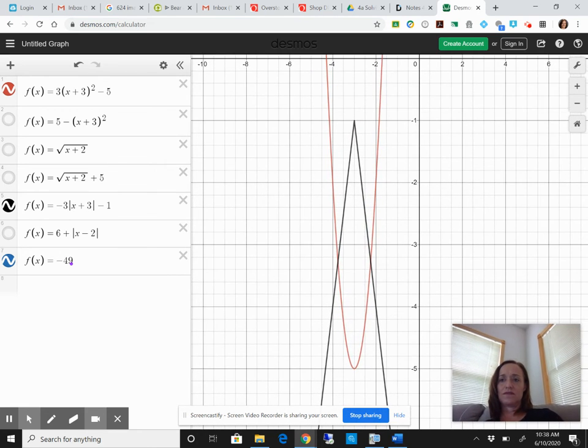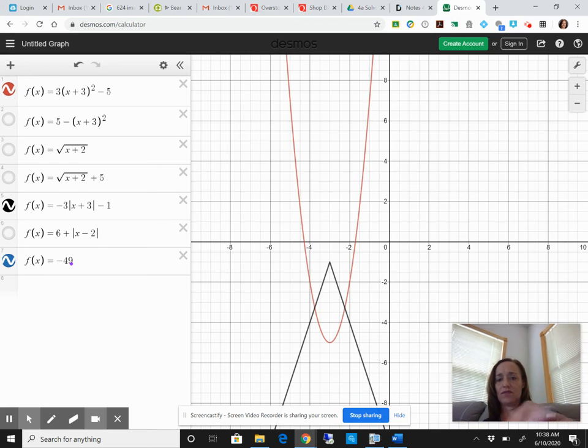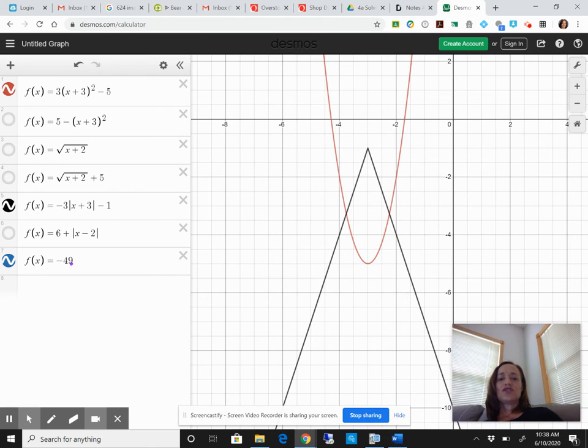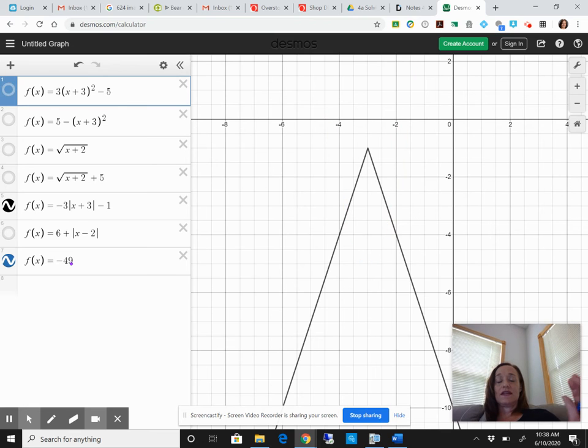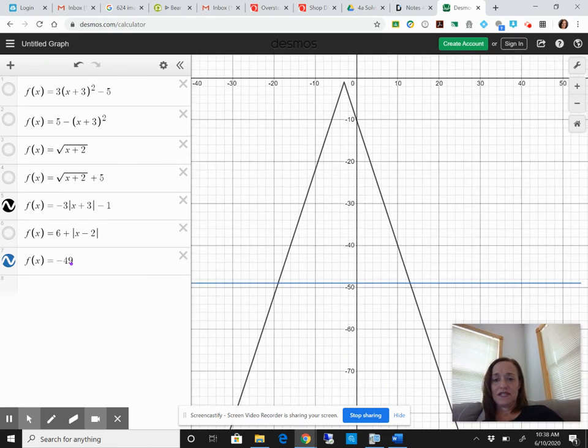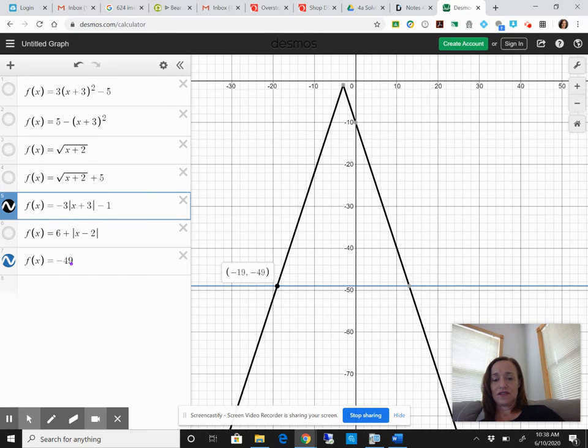Okay, I'm going to just reset this screen. I'm going to hit home because my scale is kind of messed up there. So it's this black one here. I'm going to get rid of this one. And an absolute value function is a V function. This one happens to be upside down, but that's what absolute value functions look like. And at negative 49, if I zoom out here, you can see that it crosses at 2 locations. It crosses when x is negative 19 and when x is 13. So there's those 2 possibilities.